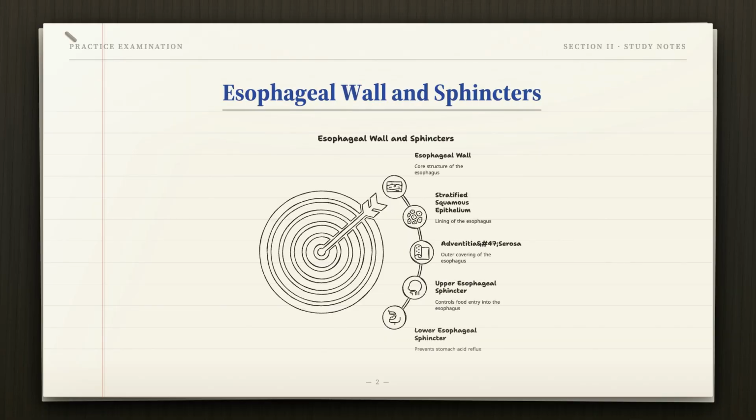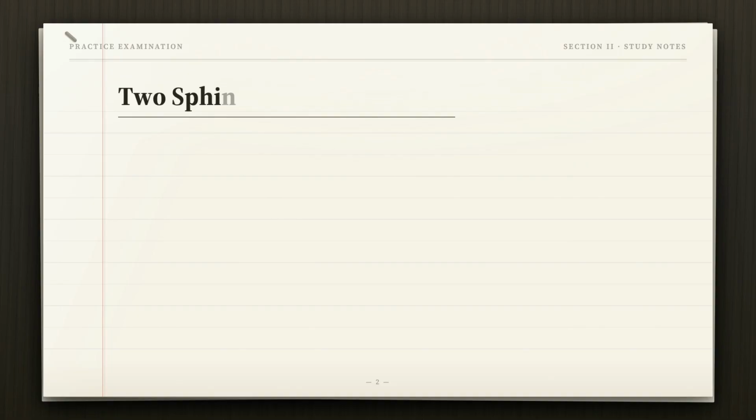Structurally, the esophagus is a simple tube about 25 centimeters long, passing behind the trachea and through the diaphragm's esophageal hiatus. Its lining is stratified squamous epithelium built to withstand abrasion, and its outer layer is adventitia in the thorax, but true serosa only in the small abdominal segment below the diaphragm.